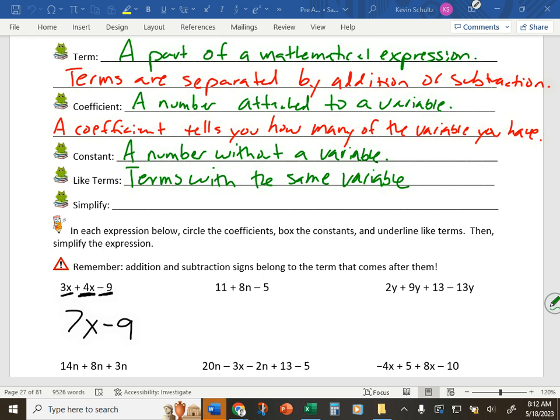Right? And what we can do with like terms is we can simplify them. So to simplify is to combine like terms. Okay? To combine like terms, like we did with that 3x and that 4x. We combine them to make 7x. Okay? Any questions on this?